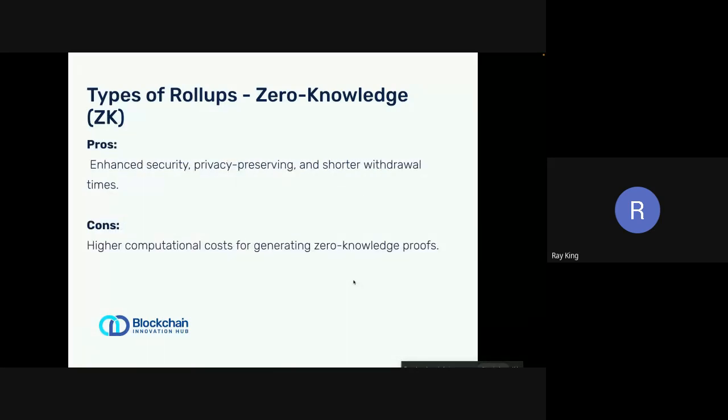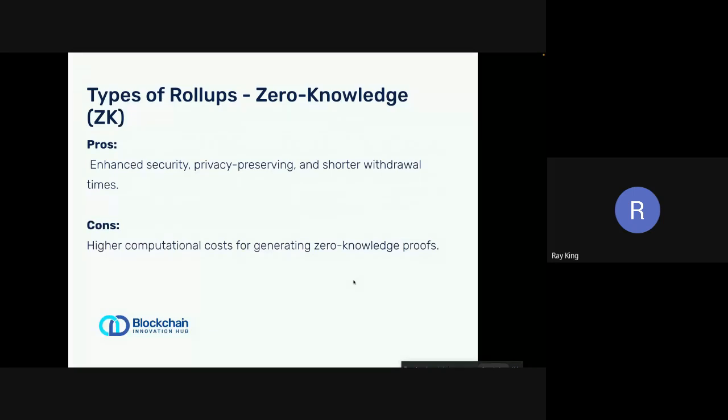Now, what are the advantages and disadvantages? The pros are enhanced security, then privacy preserving. As I've said, transactions can be private. And then shorter withdrawal times. What do you mean by shorter withdrawal times? In the case of optimistic, because of disputes, it can take longer. But since the transactions in ZK go through a process before they are validated, you can withdraw your funds in a shorter time.